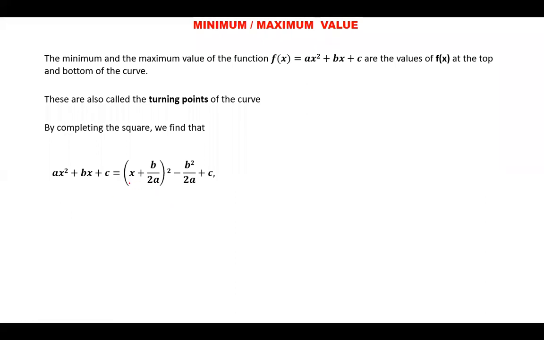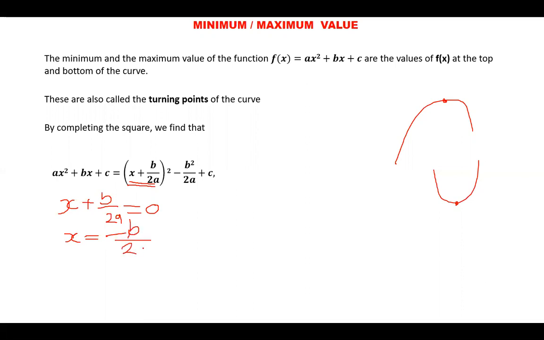You have to know that this part here, when you equate it to 0, is the one that will give you the value of x at this point. And this is also called the line of symmetry. So when you equate x, let me just write this: x plus b over 2a is equal to 0. So you're going to have x being equal to the negative of b over 2a. This one is called the line of symmetry, or it's just the value of x at which the curve is turning, or at the turning point.